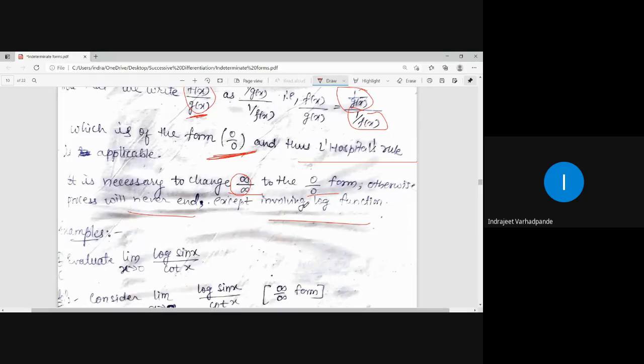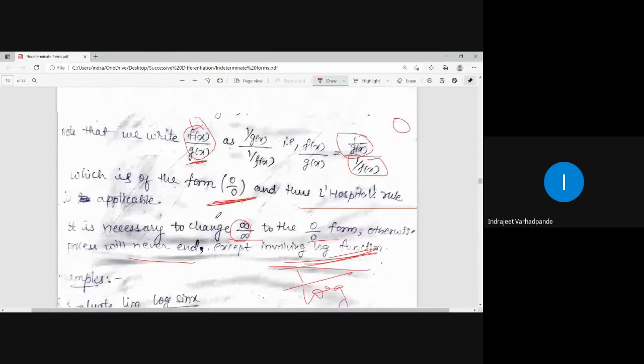Otherwise it will never end. But take care that it should not be applicable for the log. Converting log into 1 upon log, there is no point, because derivative is a continuous process for the logarithmic term. Derivative of log x is 1 by x, derivative of 1 by x is minus 1 upon x square, and so on. So this goes on continuously, right? So do not disturb the term of log. Other terms are to be converted in the simplified form.